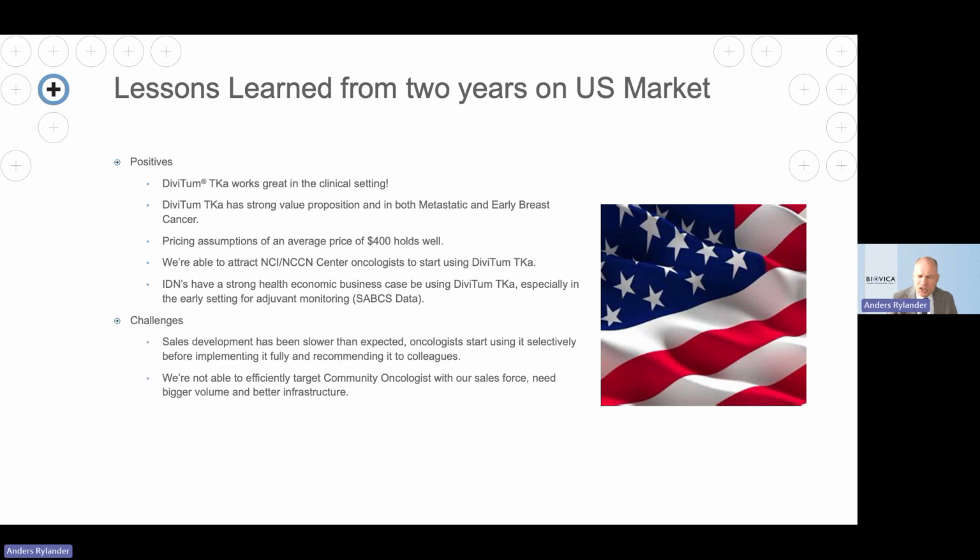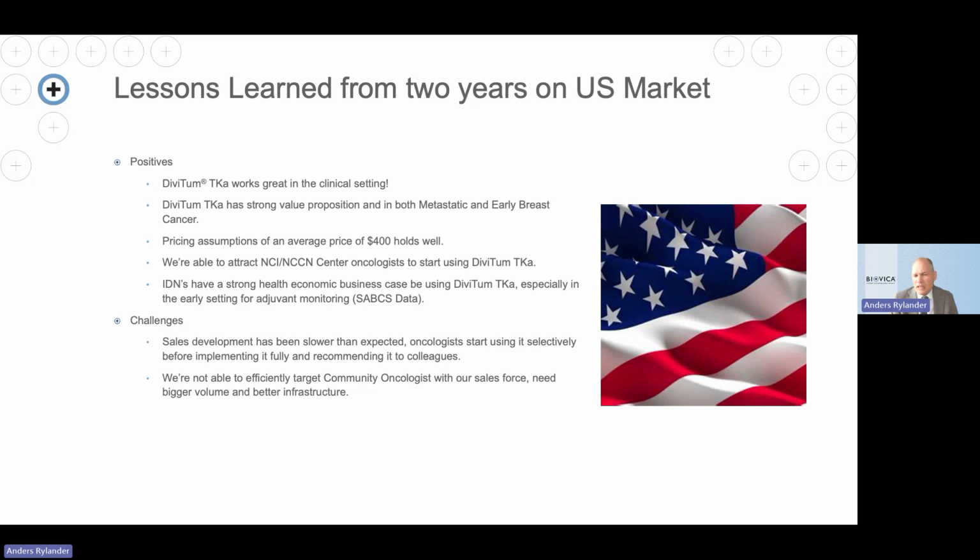We've also seen some challenges. Our sales development has been slower than expected, both from these categories where we have received very good feedback, the NCI centers and the IDNs. Our conclusion is that although the value proposition for DiviTum is appealing, and we have a strong foundation of clinical data, oncologists want to see for themselves, and then typically start using it selectively on a few patients, often the most complicated cases.